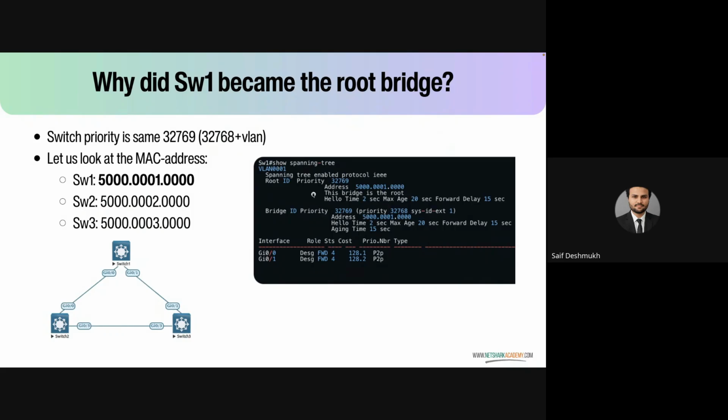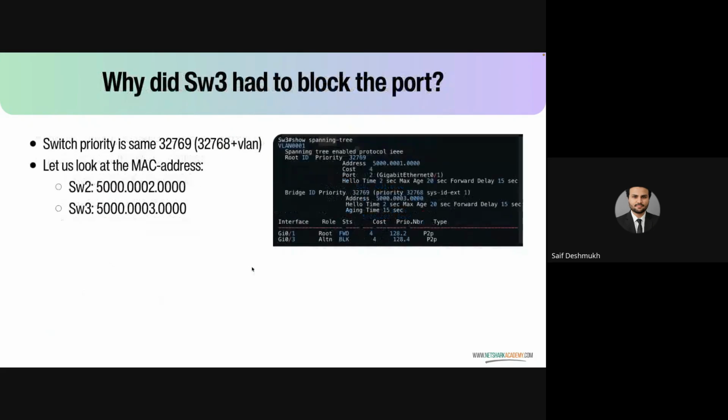Here it was simple. Why did switch 1 become the root bridge? Every switch had the same priority. The lowest MAC address among all 3 was switch 1. Exactly, that's why it became the root bridge.